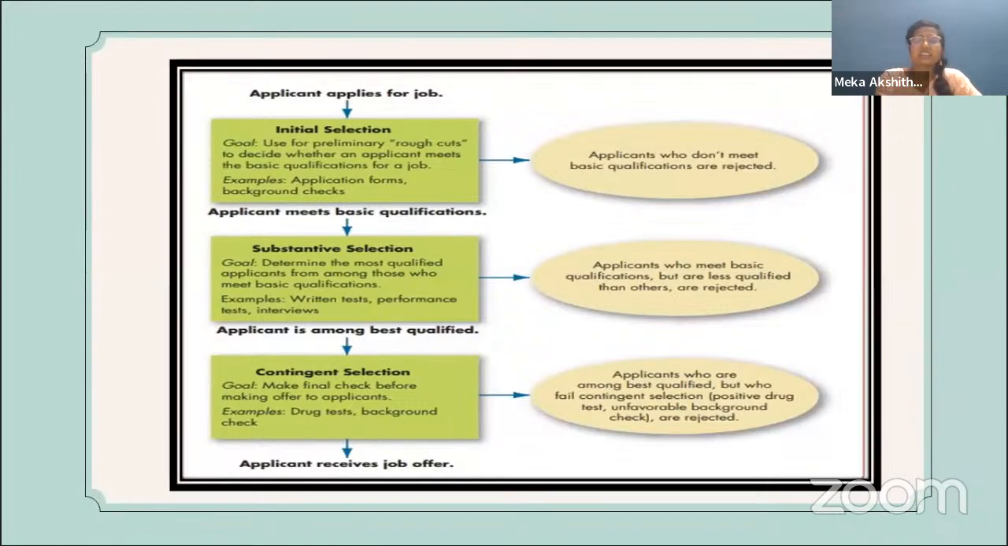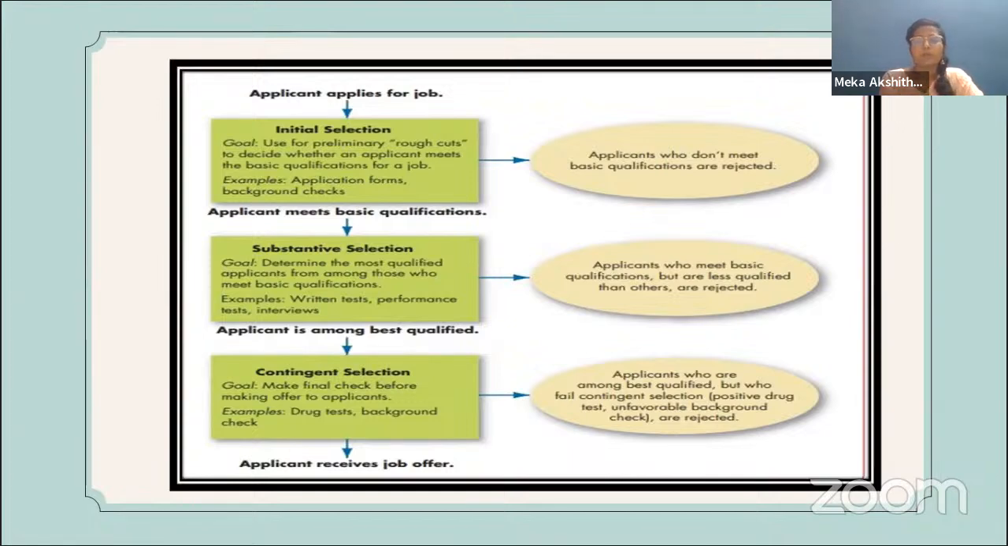In this contingent selection process, we have the best qualified candidate, but there are a few steps here, and not all these steps are necessary for all jobs. This includes medical examination, background verification, right? Drug tests also come under contingent selection. These types of tests or processes are not required for all jobs.